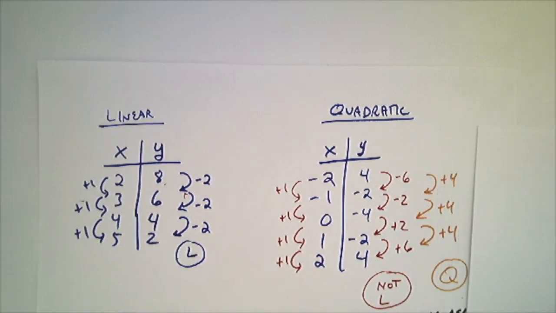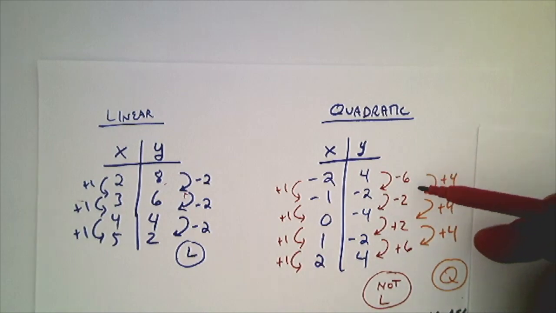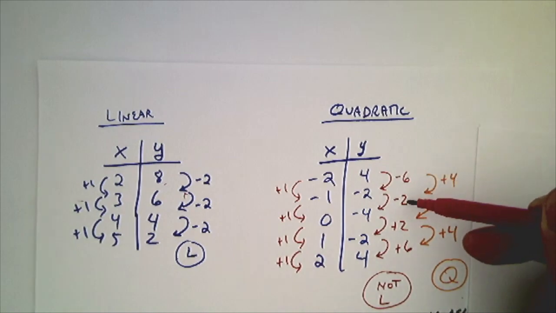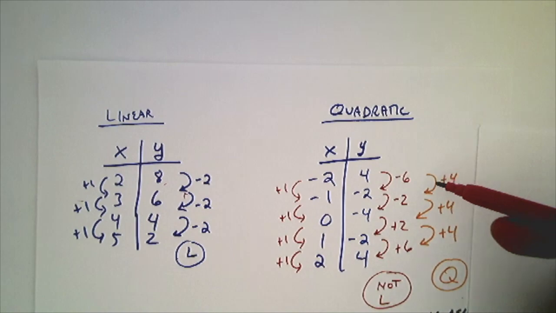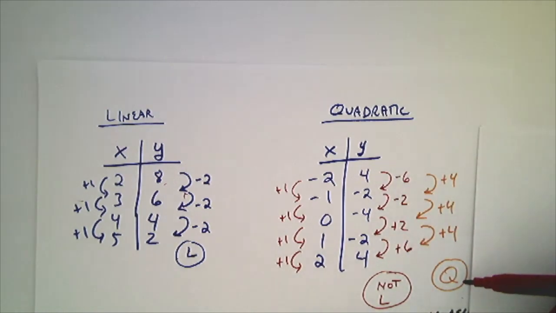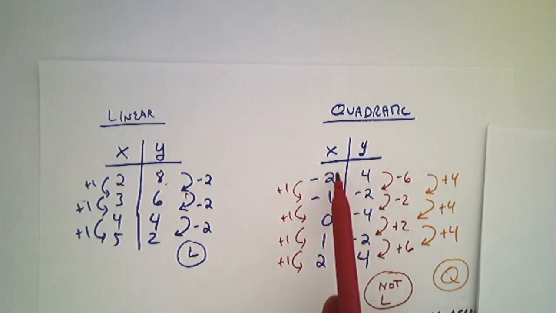The difference of the difference is constant. Notice from -4 to -2, we're adding 4. From -2 to +2, we're adding 4. +2 to +6, we're adding 4, because the difference of the difference is the same. It is now quadratic, and that's the observation we can make for any data set. We can model a data set. We're given these values. We can say, okay, it is quadratic.